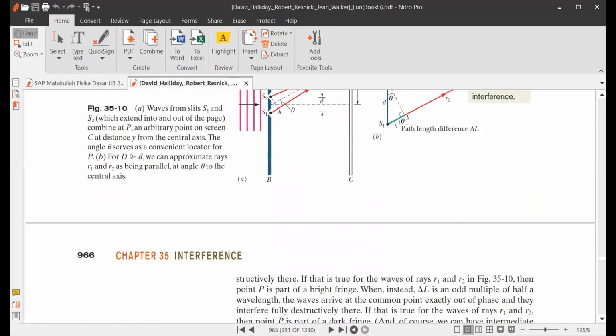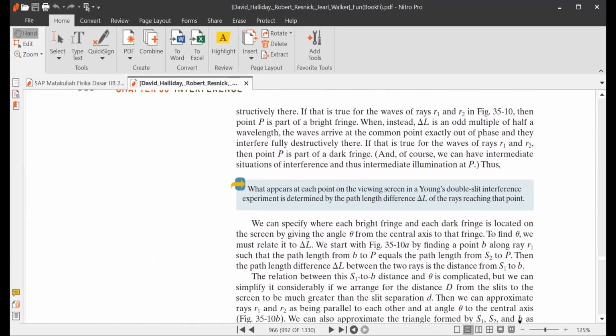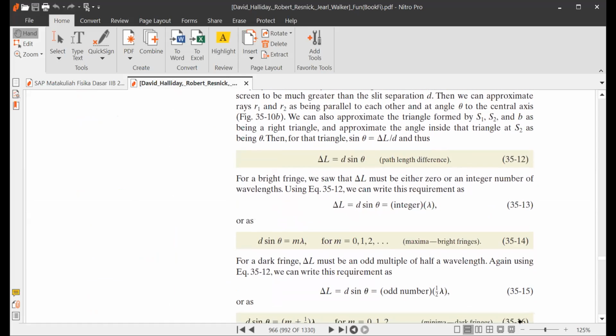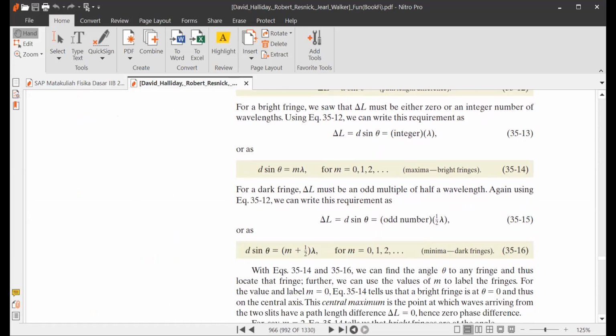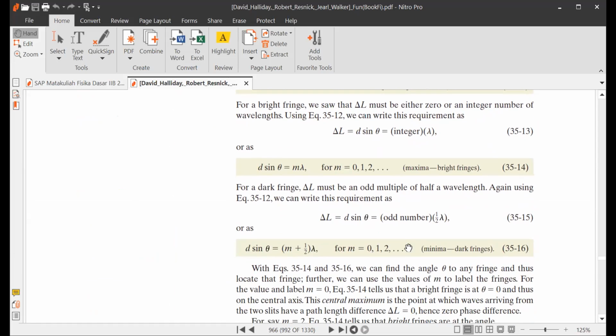So this is the case. So we will get that for maximum, the bright fringes, we will get this. You just replace m here by n, little n. And this is for the dark, so this is the destructive interference. This is the minimum. Okay, this is for two slits.